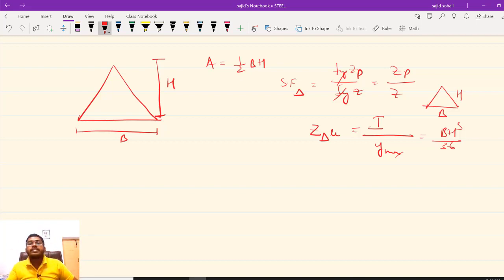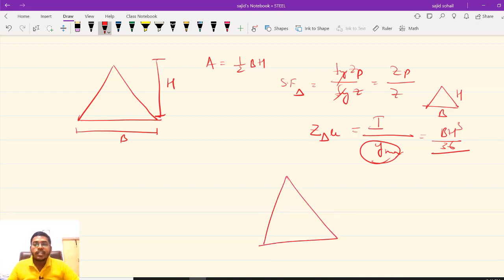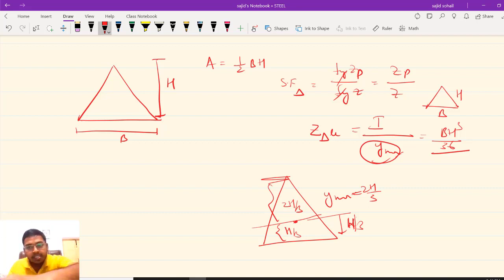Now what is your z value? It is nothing but bh cube divided by 36 divided by your y max. Let me make it very clear. Whenever you have a triangle, your centroid lies somewhere here, right, at a distance of h divided by 3. So what is your y value? Is it this distance or this distance? Always we have to consider y max. If this is h by 3, this top distance will be 2h by 3. So my y max will be nothing but 2h divided by 3.